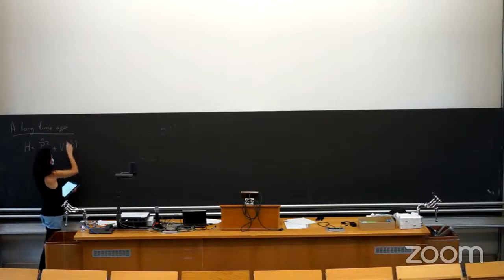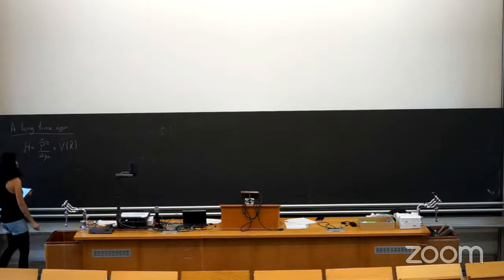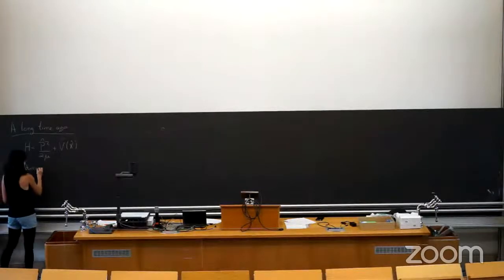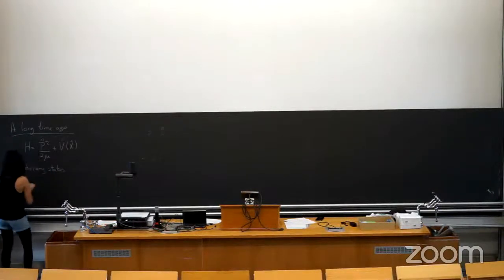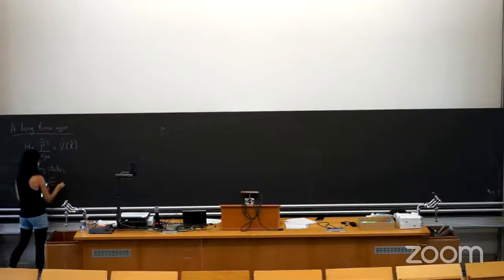And what did we say? Well, in general, for any Hamiltonian, we can find what is called the stationary states. These are the energy eigenstates, right? So these are the ones that have the eigenstates of the Hamiltonian with some eigenvalue E, which we said corresponds to their energy.